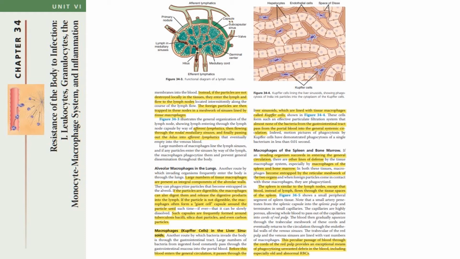The spleen is similar to the lymph node, except that blood instead of lymph flows through the tissue spaces of the spleen. This peculiar passage of blood through the cells of the red pulp provides an exceptional means of phagocytizing the unwanted debris in the blood, including old and abnormal RBCs.